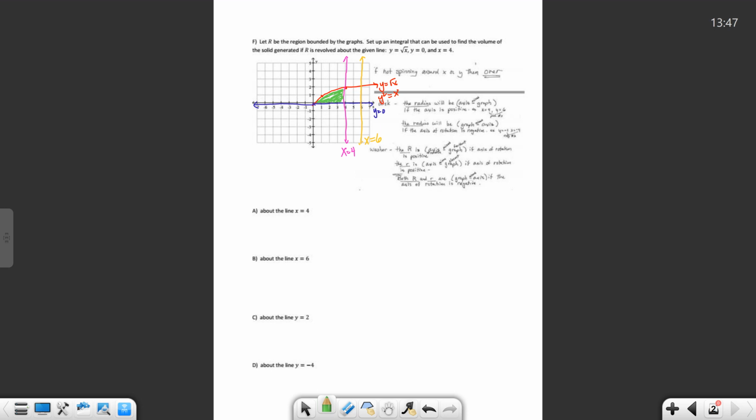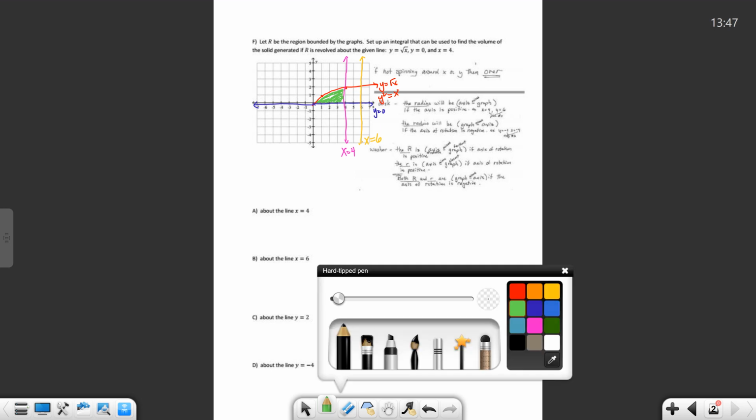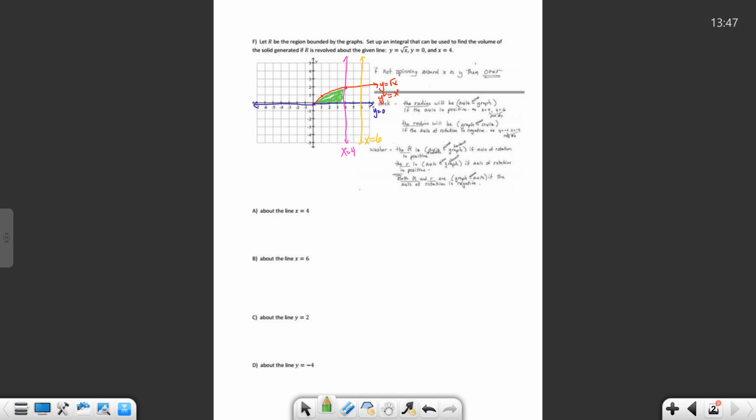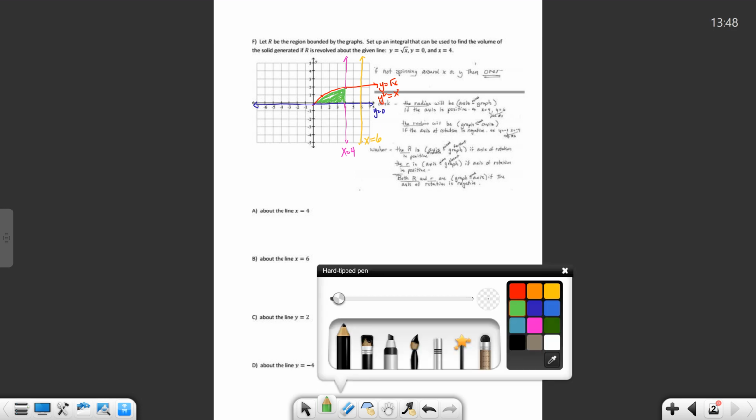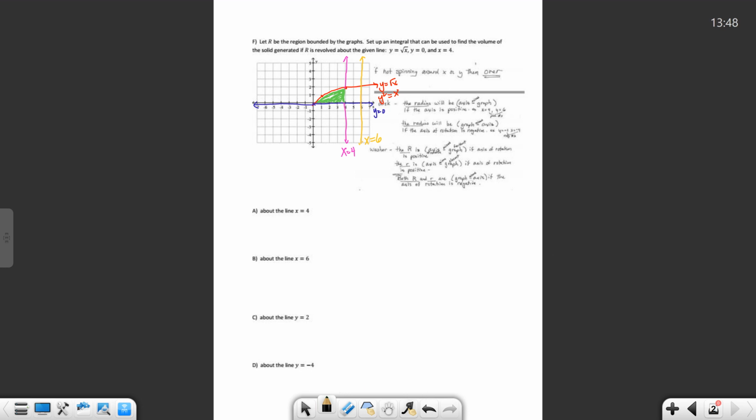All right, so I copied in those magic note parts, and you can see that handwriting part. So here we go. About the line x equals 4. First, you need to decide, are you a disk or are you a washer? Are you solid to that line? Well, yeah, if you look at it, you are solid to the line x equals 4 right there. So this would be a disk. So I know I'm a disk.